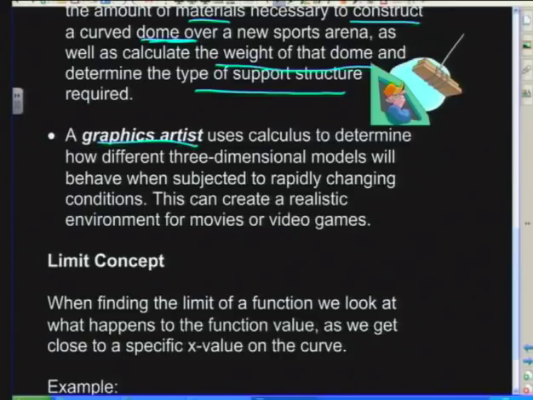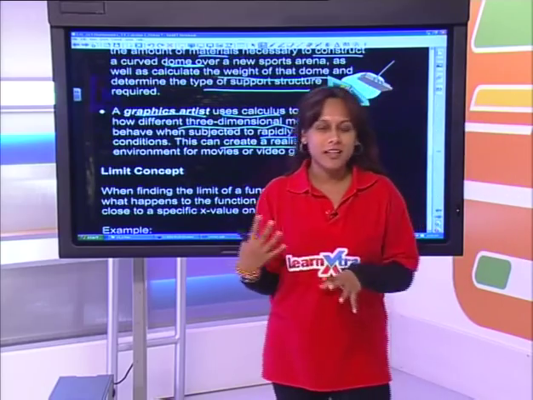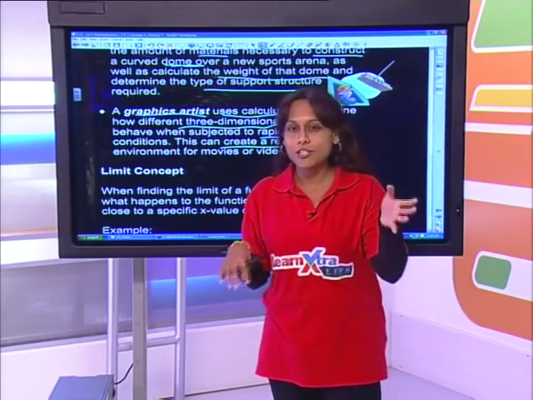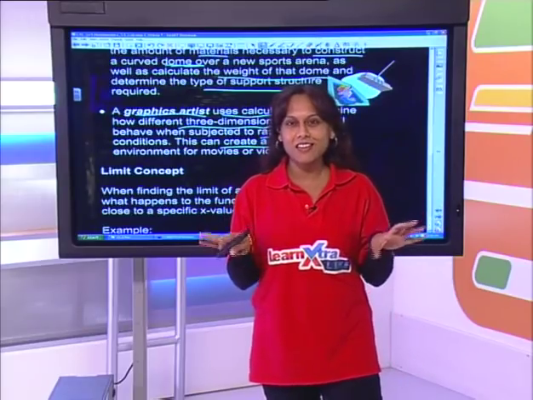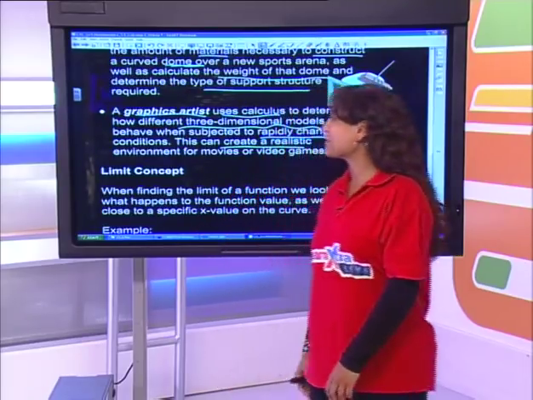artists. Okay, so people think, okay, I'm going to go into an art subject, I'm going to get away from maths. Not going to happen. A graphic artist uses calculus to determine how different three-dimensional models will behave when subjected to rapidly changing conditions. This can create a realistic environment, especially when you're talking about movies and video games and that kind of thing. So graphic artists, if you were going to do it and you thought there's no maths, there is a little bit of maths, but don't get too scared. It's nothing hectic. Very, very simple kind of maths you'll be using.